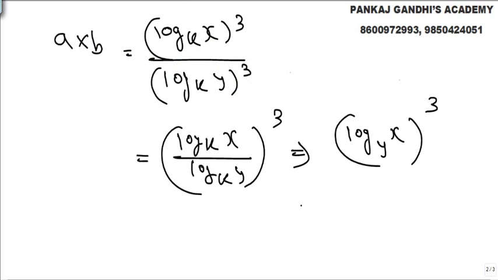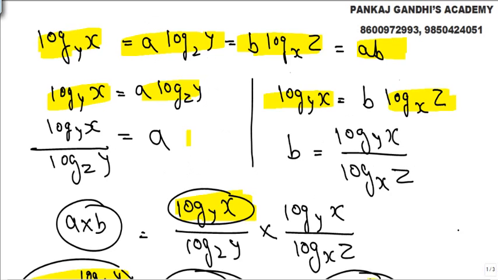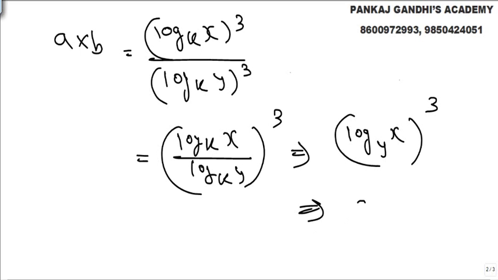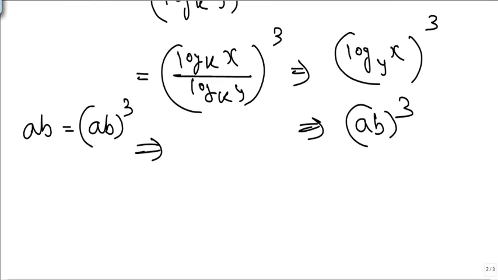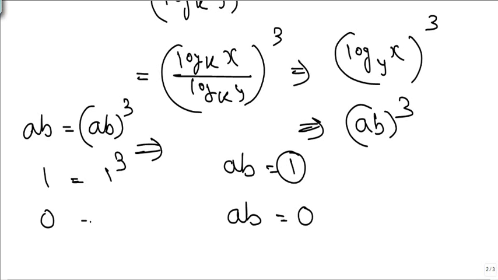So what we got, and this value, if you go to the original equation given, is nothing but equal to AB. So we are writing this as AB cube. So we got AB equal to AB cube. This is possible only in 2 ways. Either it's possible when A into B is 1, 1 is equal to 1 cube, or when AB is 0, 0 equal to 0 cube. Means based on all that, A into B is either 1 or 0.